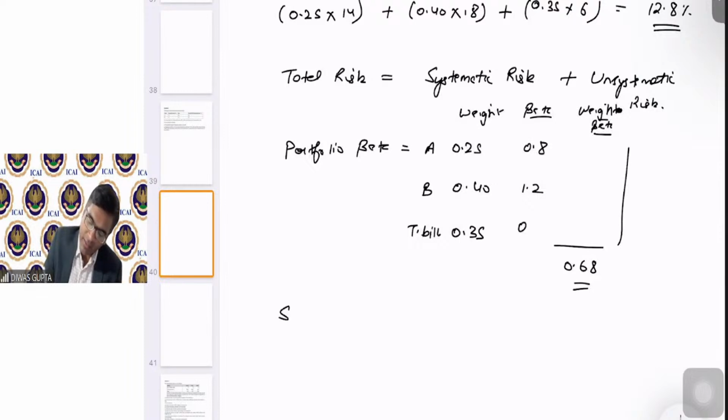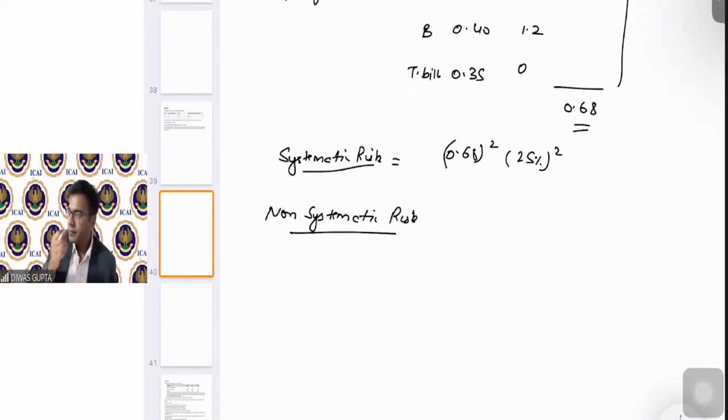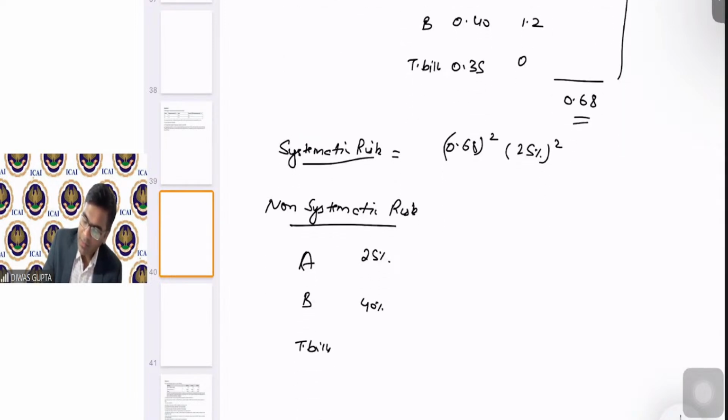So the systematic risk of the portfolio will be 0.68 square multiplied by 25% square. Okay. And the non-systematic risk will be, again, I will put like this: A, B, and T bills. This is what ratio? 25%, 40%, and 35%.